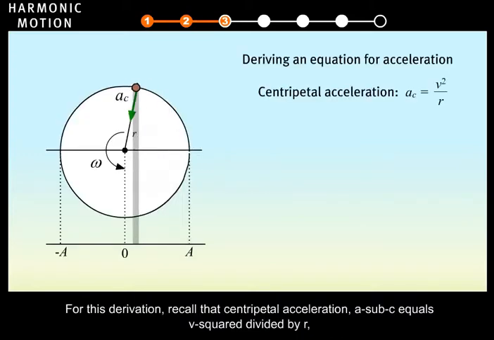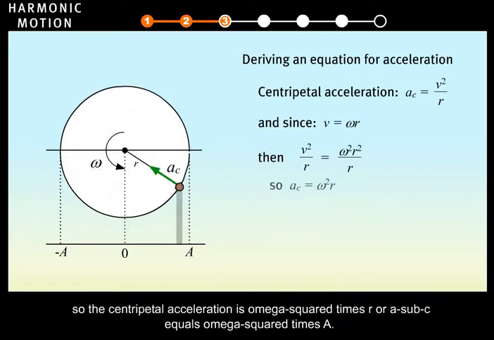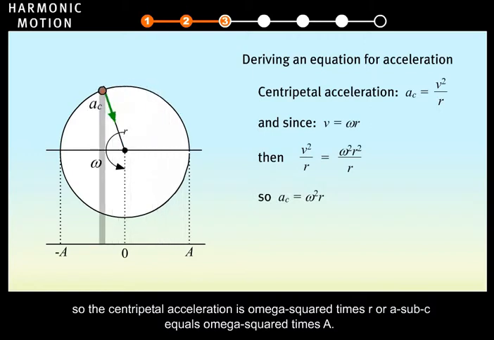For this derivation, recall that centripetal acceleration, a sub c, equals v squared divided by r, and since v equals omega r, then v squared divided by r equals omega squared times r squared divided by r. So, the centripetal acceleration is omega squared times r, or a sub c equals omega squared times A.